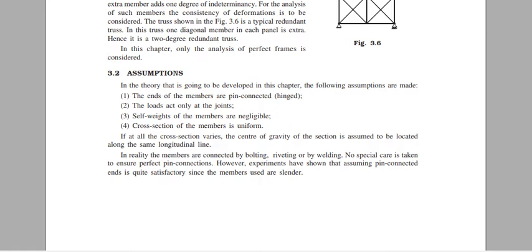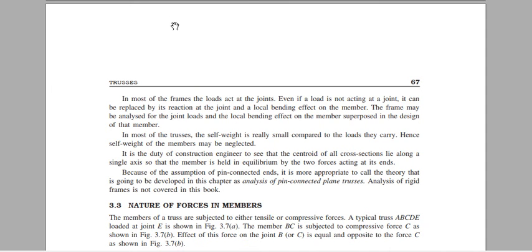In reality, the members are connected by bolting, riveting, or by welding. No special care is taken to ensure perfect pin connections. However, experiments have shown that assuming pin-connected ends is quite satisfactory since the members used are slender. Even if a load is not acting at a joint, it can be replaced by its reaction at the joint and a local bending effect on the member.